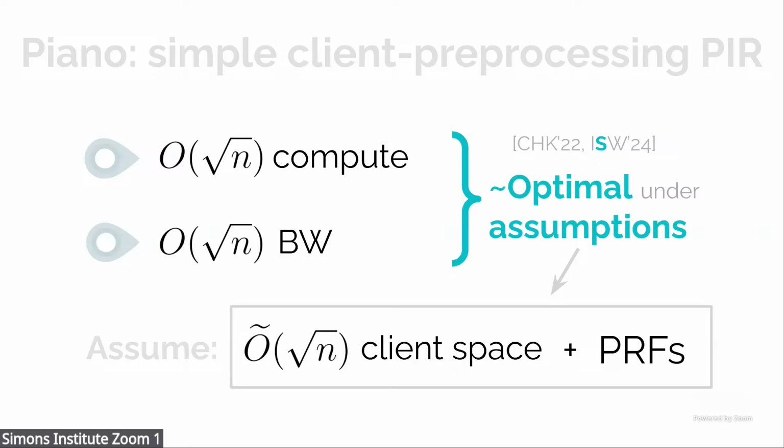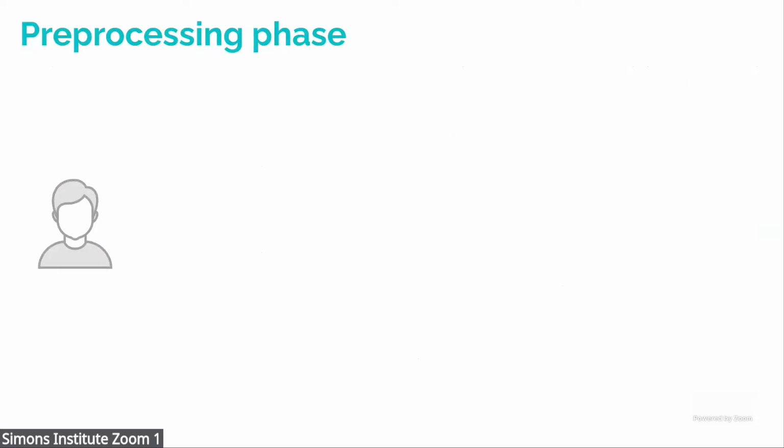I also want to mention that these asymptotics, the compute and bandwidth costs, are actually almost optimal subject to these constraints. Basically, if you assume the server stores only the original database, the client is subject to square root n space, and we only use Minicrypt, then these performance numbers are asymptotically optimal. So how does the scheme work? First, there's going to be a preprocessing phase, and you'll see why it's called client-side preprocessing.